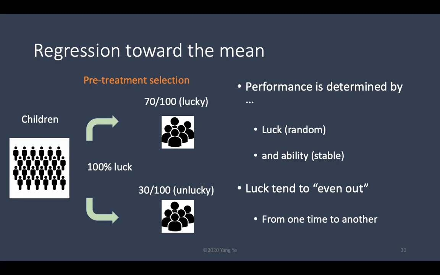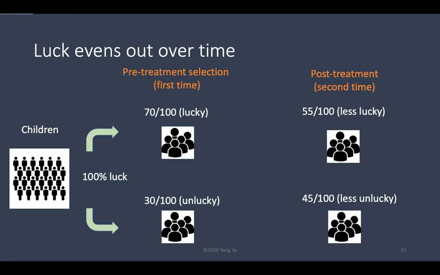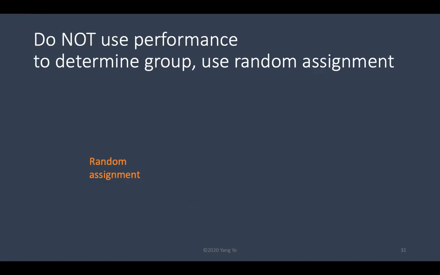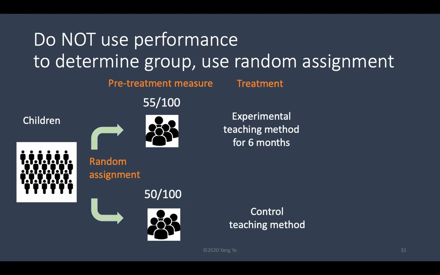Okay, so the next time luck tends to even out, so regression towards the mean means that those in the high performance group, because in this case it's completely luck, in the next test will perform worse. So they will become less lucky, and those who were unlucky the first time will become less unlucky, and then it will produce the same kind of pattern of change as we have shown earlier, as if the teaching method has worked. So what it really tells us is you should try to use random assignment, right? Do not use performance that involves luck to determine group membership.